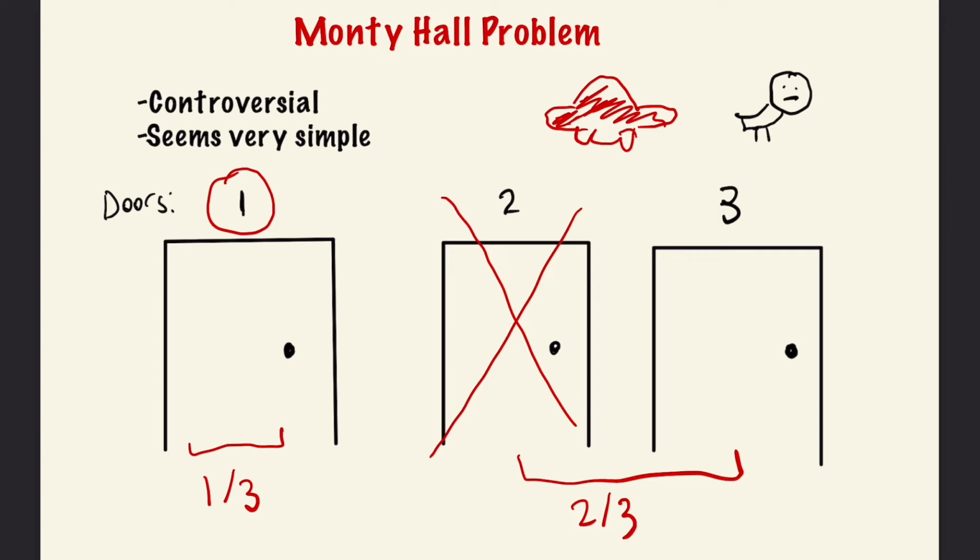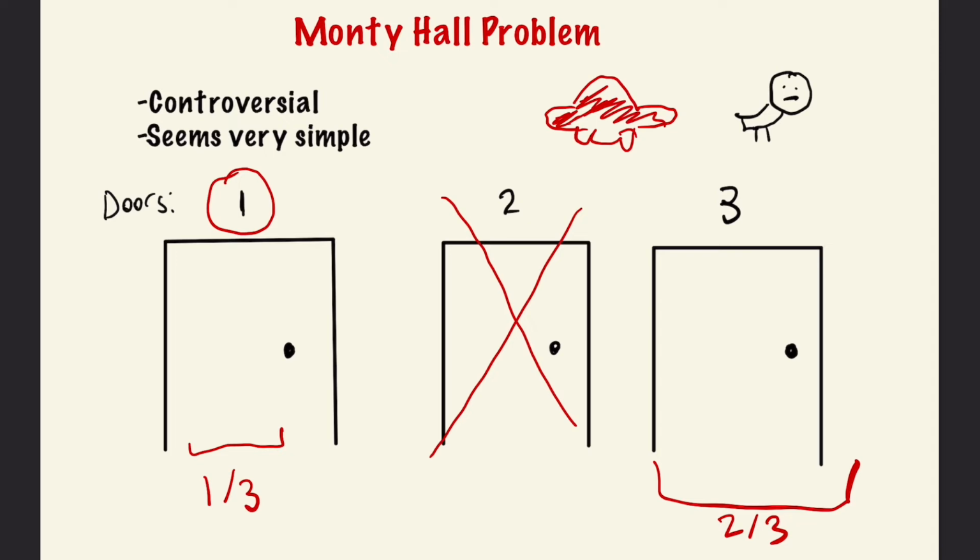We can't pick door number 2 because he just told us that there's a goat behind door number 2. There's not the car behind door number 2. So since number 2 is eliminated, the odds of 2 out of 3 completely move to door number 3. So now door number 3 would actually have a 2 out of 3 chance that the car would be behind it. So this brings us to our answer.